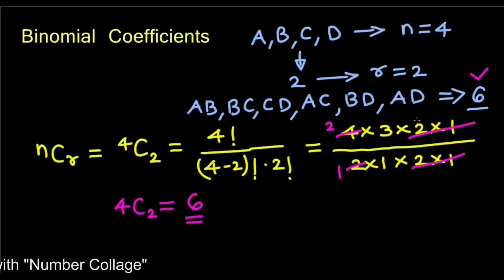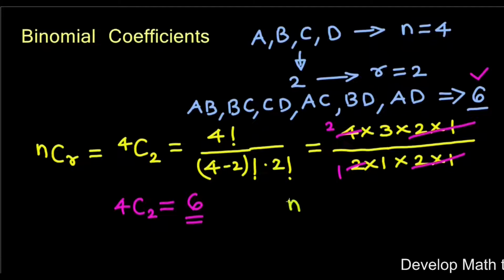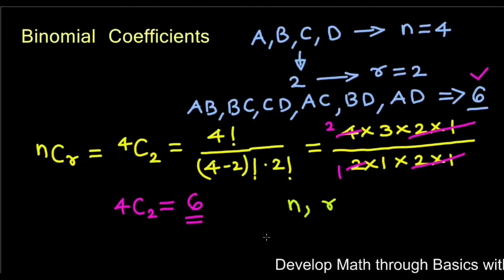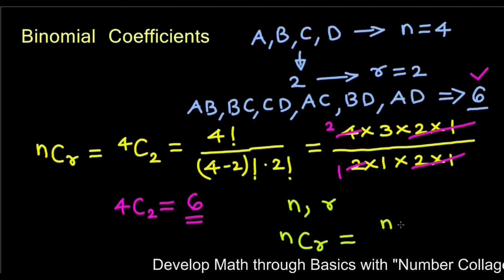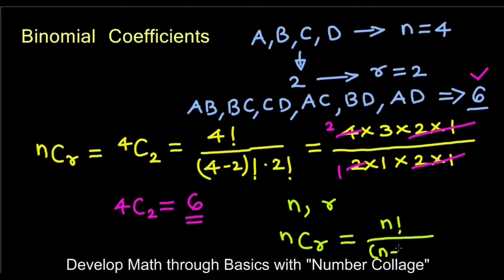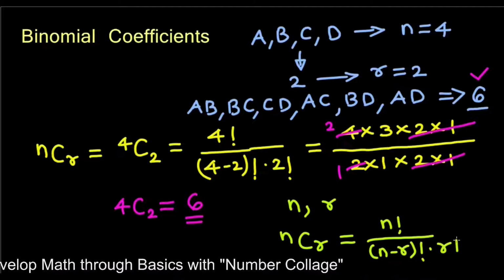physically found out. So in this manner we can calculate the combinations of n different objects taken r at a time, given as nCr, which is n factorial upon n minus r factorial into r factorial.